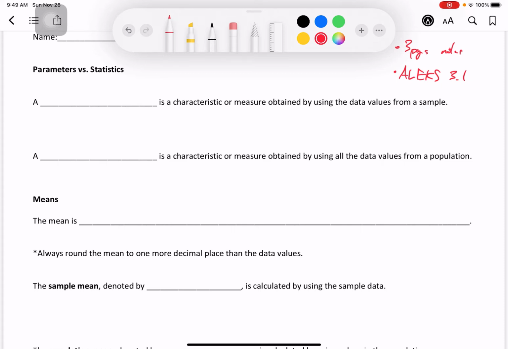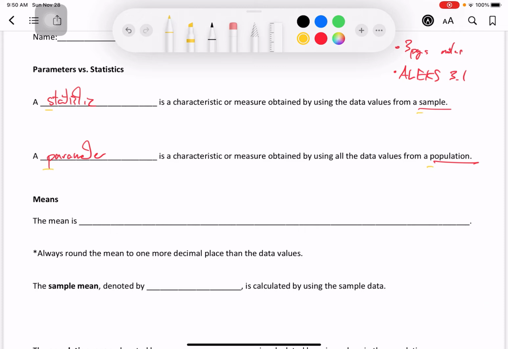All right, so let's go ahead and get started. Some of this will be a review. Some of this will be new. So what is a characteristic or measure obtained by using the data values from a sample? Keyword: sample. That is, of course, a statistic. Okay, contrast that with measures obtained from a population. We call it a parameter. If for some reason you have a hard time remembering which one's which, just remember that S goes with S and P goes with P.